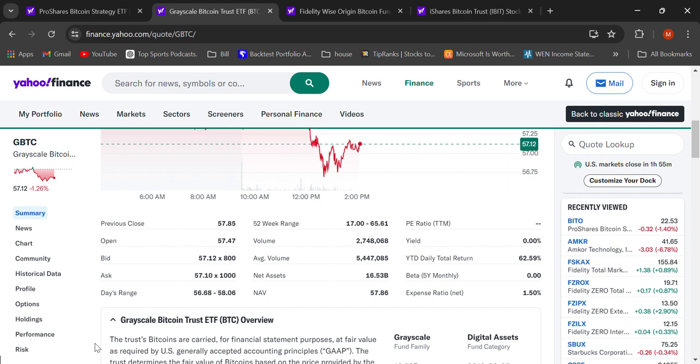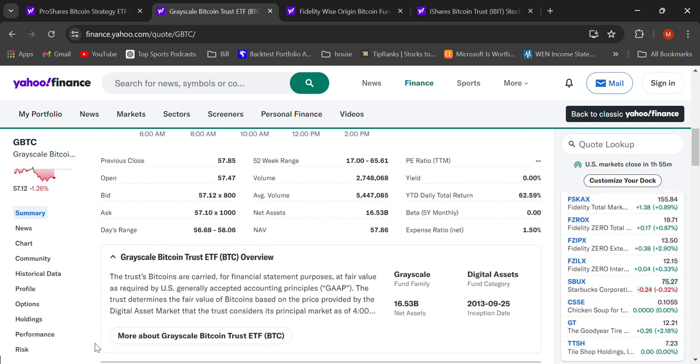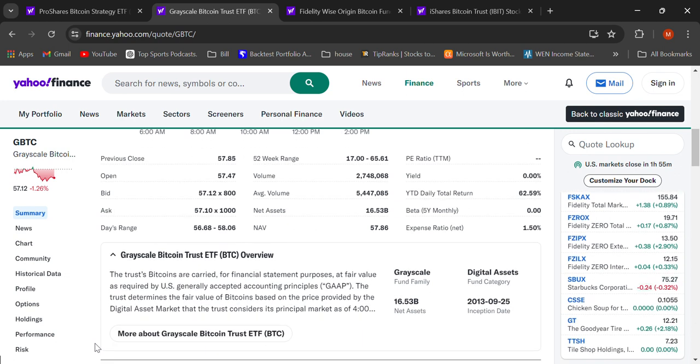It's 1.50%, but they've also made 62% year-to-date. With the Grayscale family, I think for the most part, and someone can correct me if I'm wrong, they have only really dabbled in Bitcoin, so I don't think they sell any other products other than Bitcoin. But either way, this is something that has been around for 10 years. This is almost 11 years that this has been around.